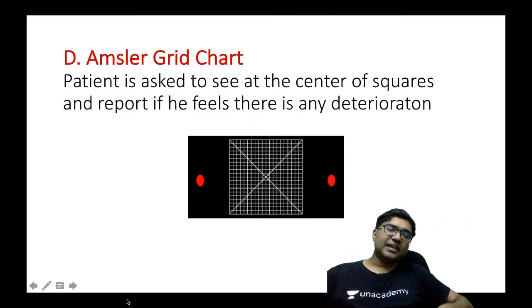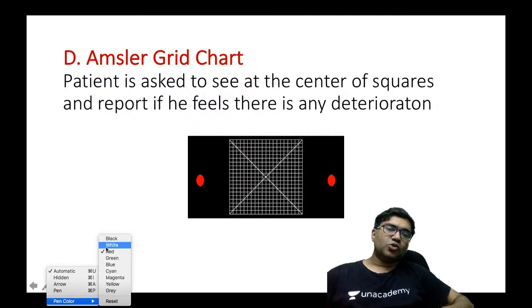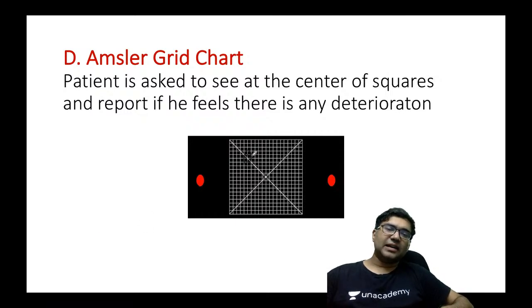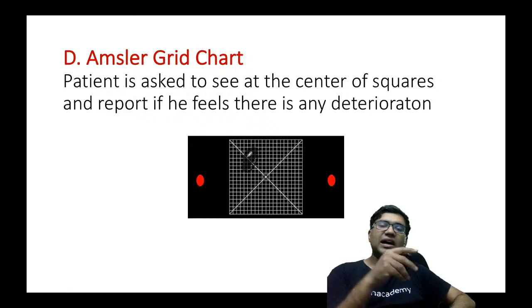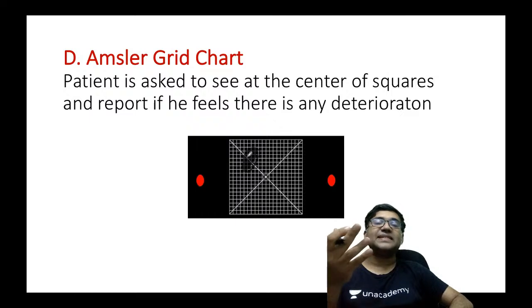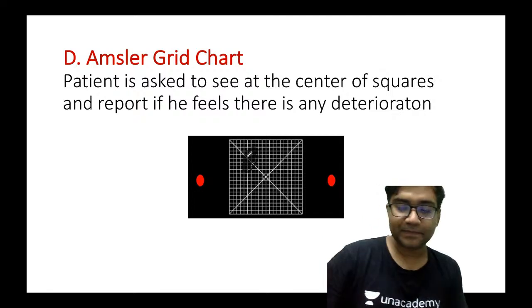Let's say he sees a scotoma here. Scotoma means he sees a total black area here. He is not able to see the central squares. Earlier this was not there. So this is basically progression of the macular degeneration. Is it clear, Dr. Anmol?